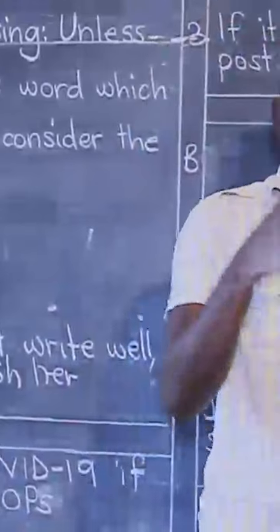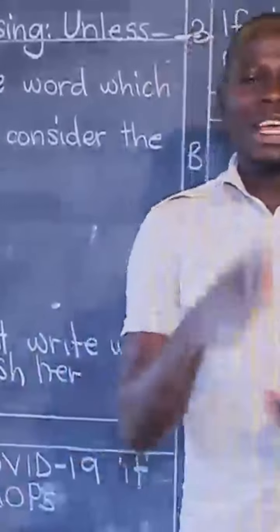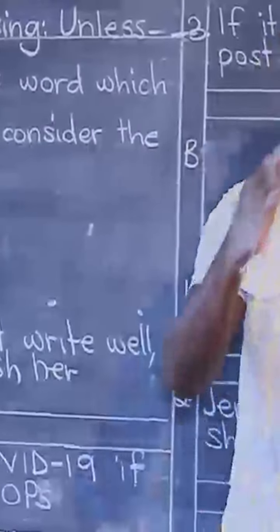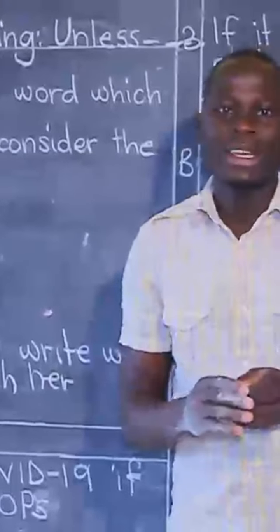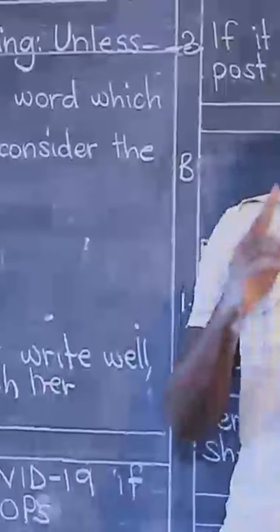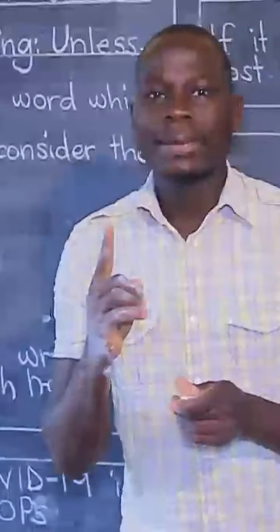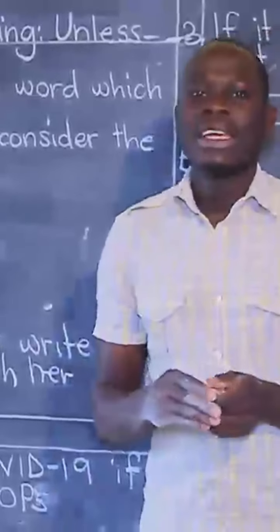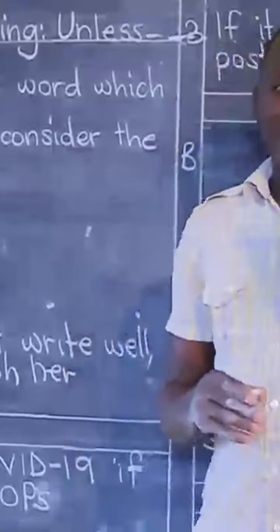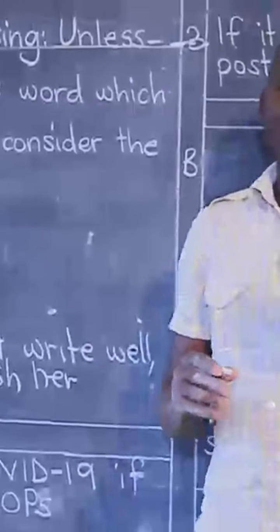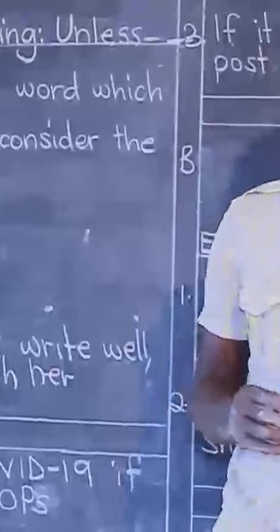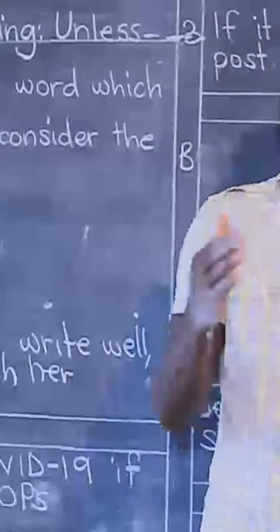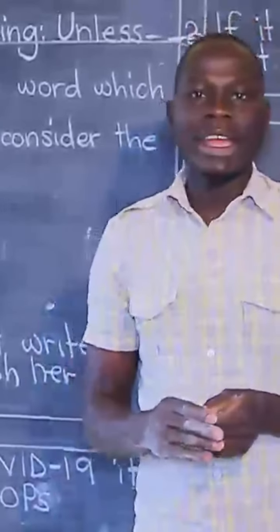Now, let's look at some of the rules that guide us when we're using unless. When you're using unless, we consider basically 3 rules. The first rule is that if there is one negative word, either in the if clause or the main clause, what do you do? You remove it together with the word if. I repeat this again. If there is one negative word within the sentence, either in the if clause or the main clause, remove it together with the word if.